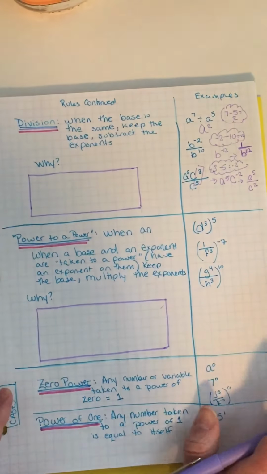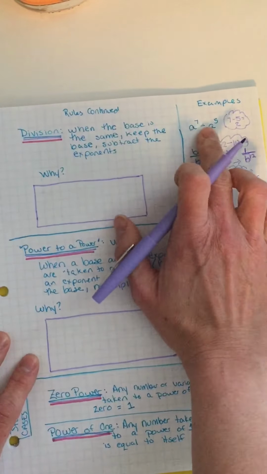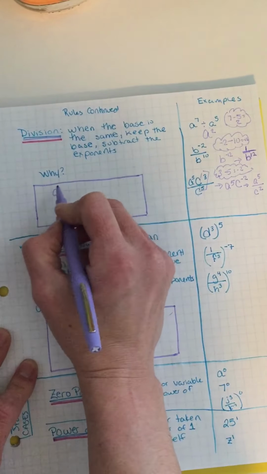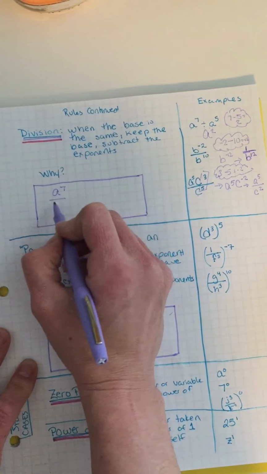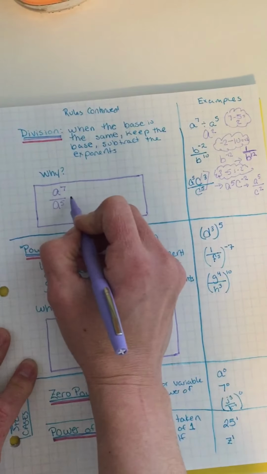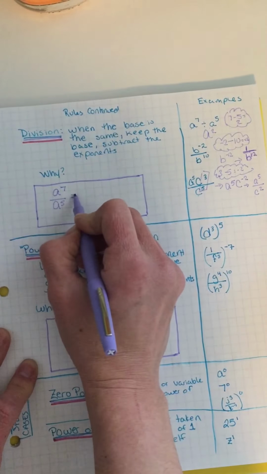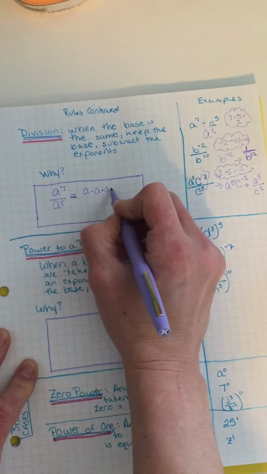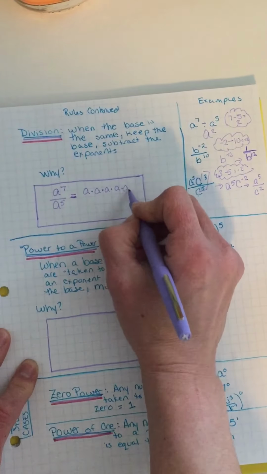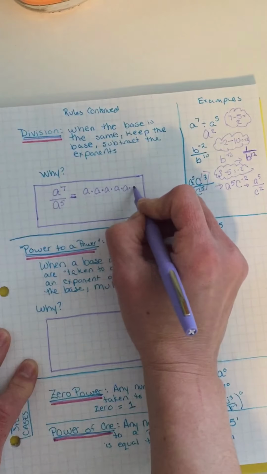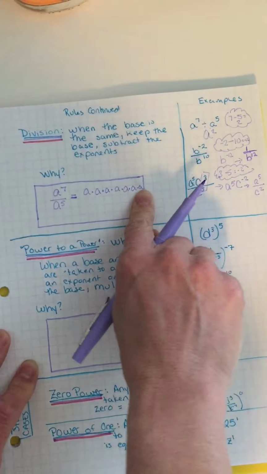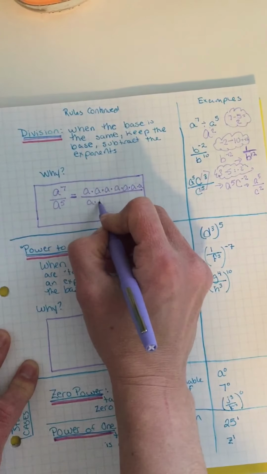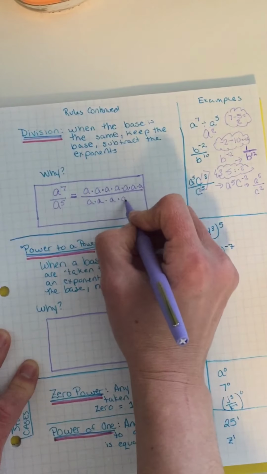Now, why does this work? Let's use this problem that we started with as an example, but let's rewrite it as a fraction. So we have a to the 7th over a to the 5th. Well, I know that a to the 7th really means a times a times a times a times a, 1, 2, 3, 4, 5, 6, 7 a's multiplied together. And a to the 5th means a times a times a times a times a.